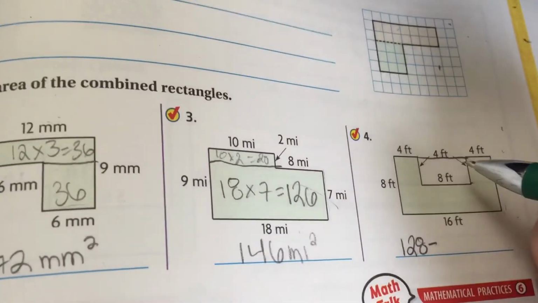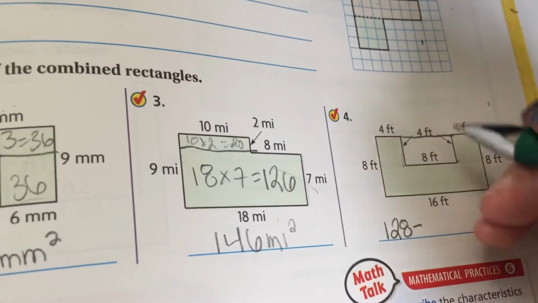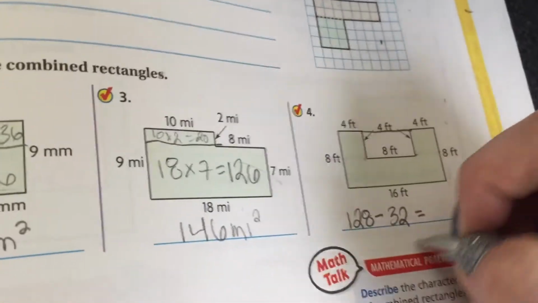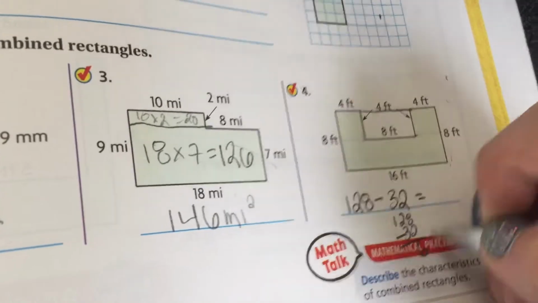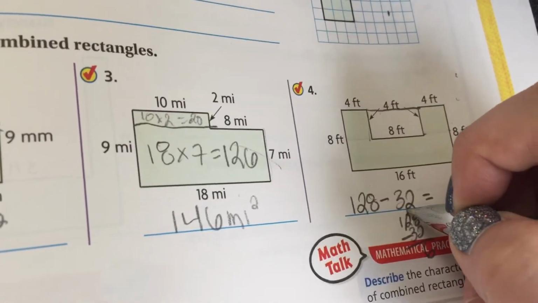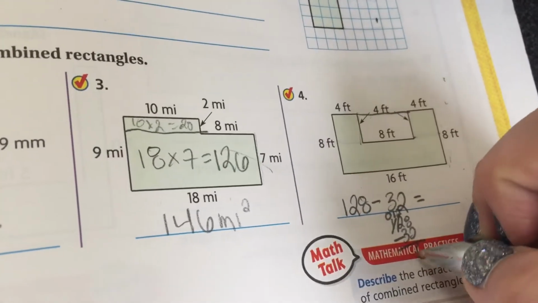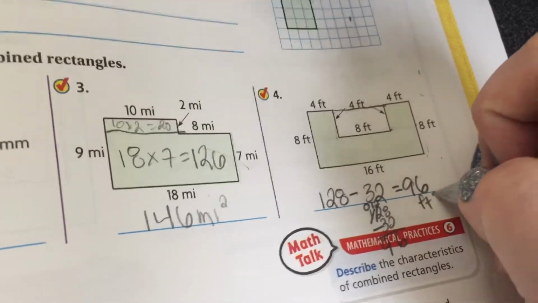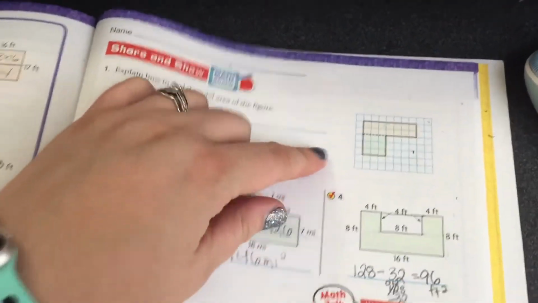So the big minus the small. The small would be 4 times 8. 4 times 8 is 32. Which means 128 minus 32 is 96 square feet. Still measuring in square feet, like I said, because it's like measuring how many squares fit into that space.